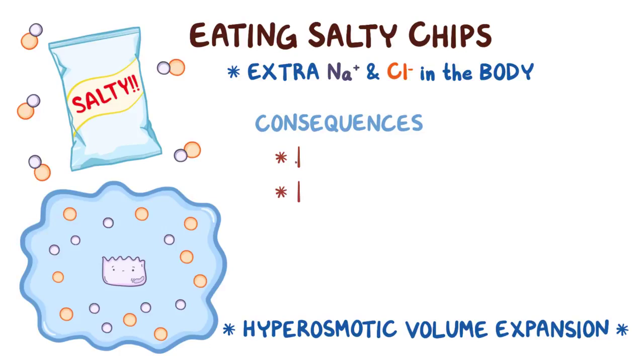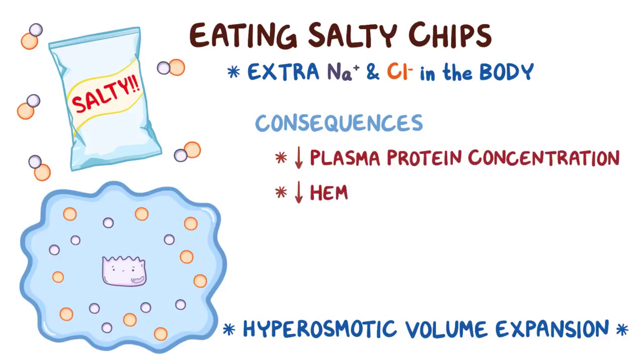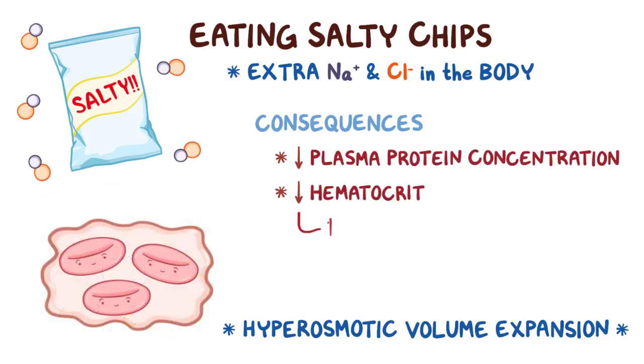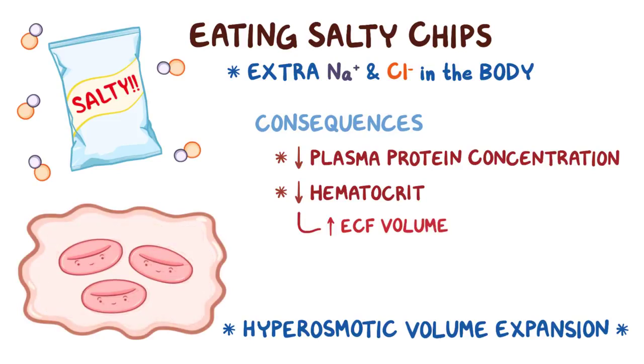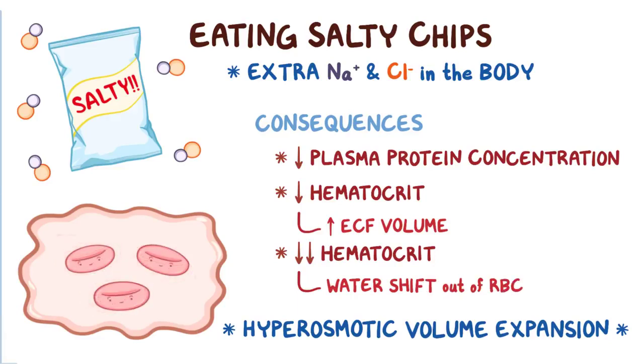Consequences include a decrease in both plasma protein concentration and hematocrit, due to the increase in extracellular fluid volume. Additionally, hematocrit will be further decreased from the water shift out of red blood cells.